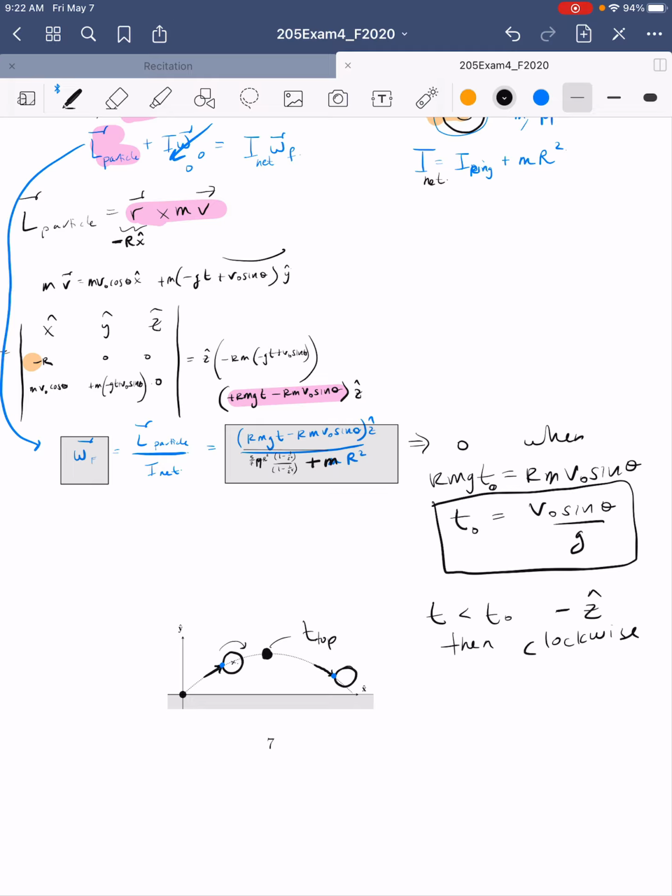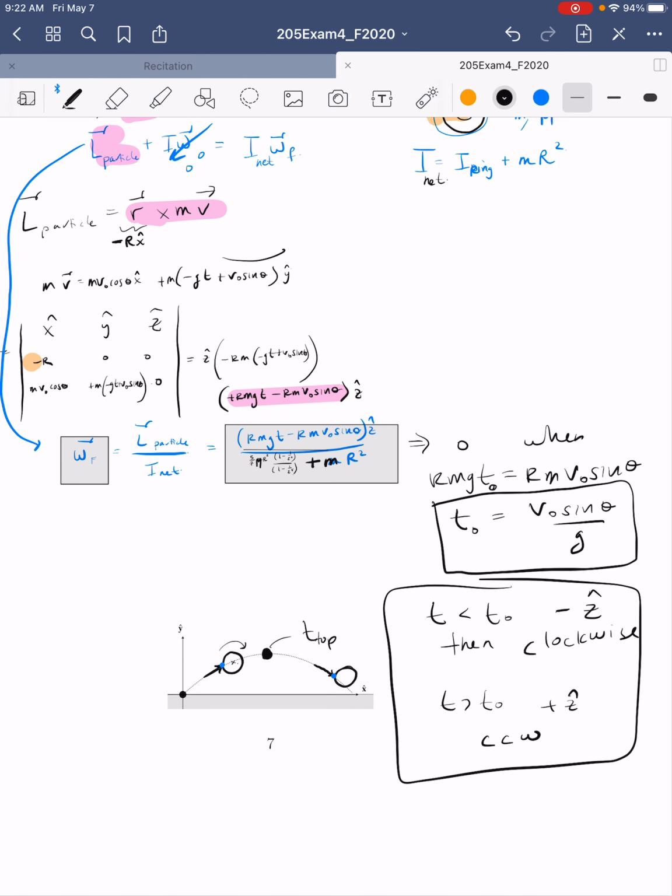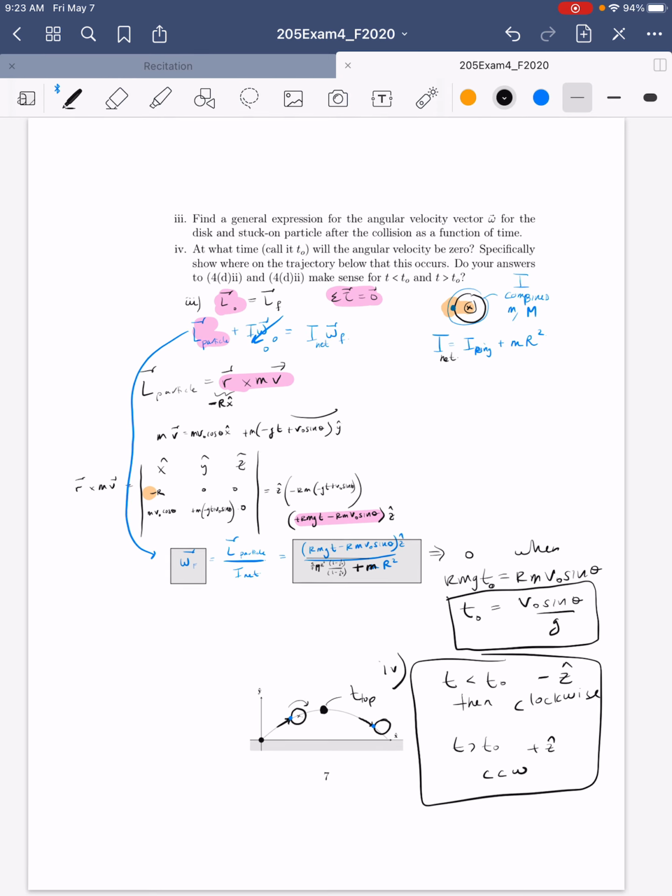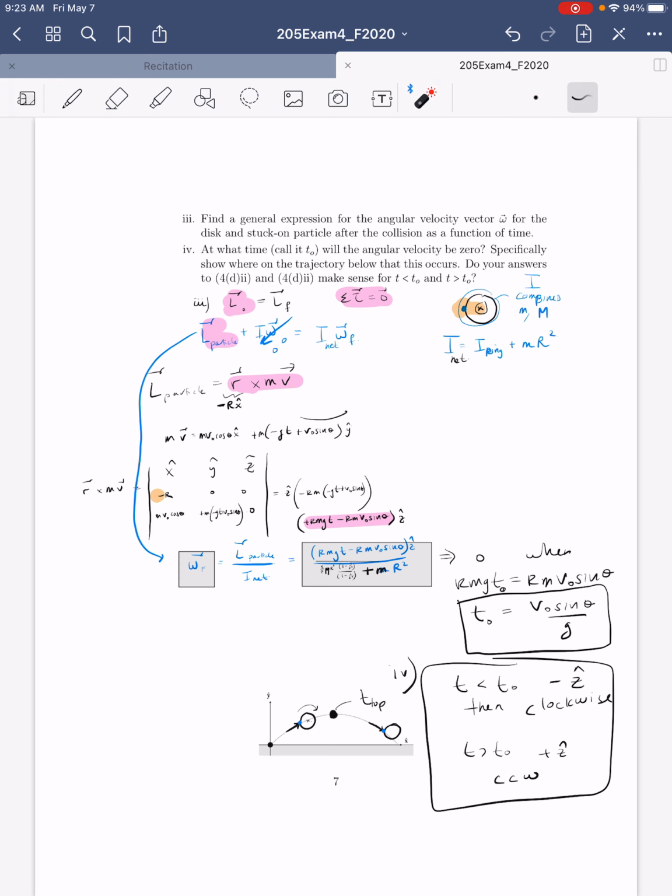So I did not lose that minus sign. For t greater than t naught, meaning t is larger than this term over here, you'll have positive z hat, which leads to the counterclockwise. So this jives with what we saw before. And that's what this next part was asking for. What is t naught? Got it. And does it make sense with our previous answers? It says to show specifically where it occurs. I did that. So just acknowledging this is really the time to the top.